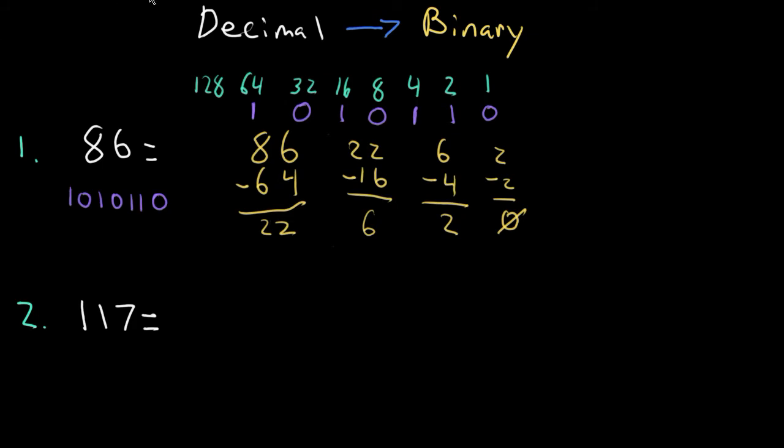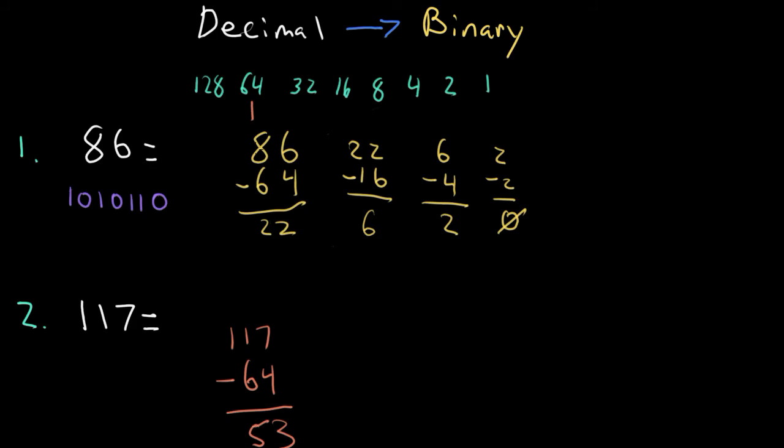Now we're going to erase up top right here, because we're going to use the exact same base 2 for 117. So again, we're going to start with 128. 128 does not fit into 117, so we're not going to use 128. What about 64? Does 64 fit into 117? Well, it does, so we're going to put a 1 there. 117 minus 64 equals 53.